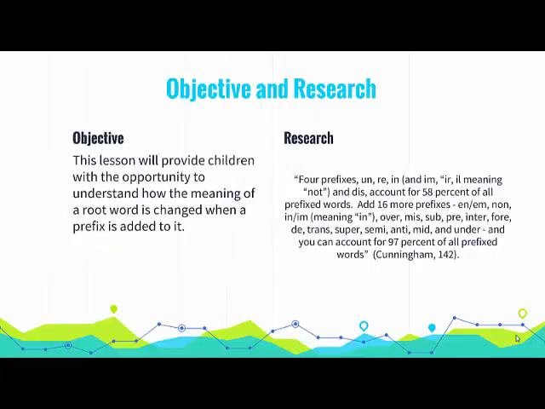The objective of this lesson is to provide students with the opportunity to understand how the meaning of a root word is changed when a prefix is added to it. As Cunningham states in the book, Phonics They Use, Words for Reading and Writing, once a student has learned the 20 most common prefixes in the English language, they can account for 97% of all prefixed words, thus giving them a greater opportunity to broaden their vocabulary knowledge.